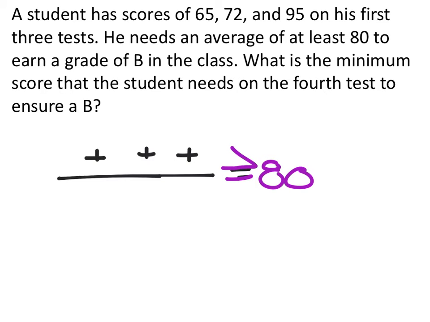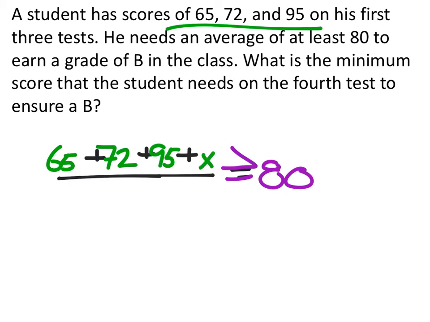So the 3 test scores that we have up here are 65, 72, and 95. Now the 4th test score, we don't know what it is. So that's going to have to be our unknown, our variable in this case. And now we're going to divide it, because that's the average, by all 4 test scores. So we'll divide it by 4 right there.